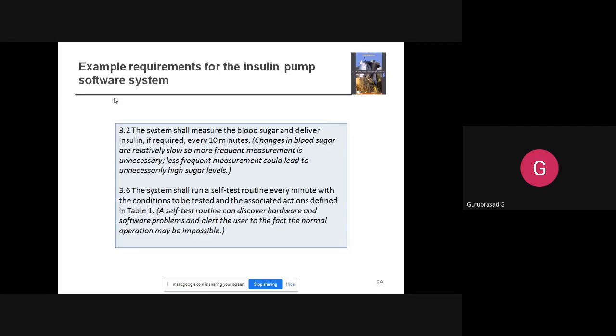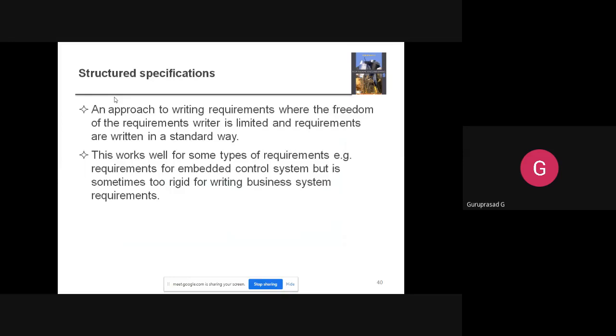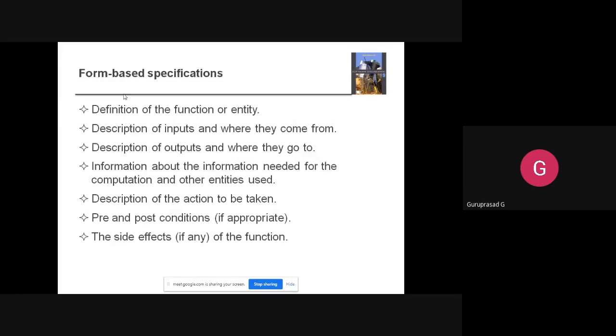So what is the alternate solution? You go for a structured specification. As I mentioned, the freedom of the requirements writer is limited and the requirements are written in a standard way. An example is form-based specification. I'll show that.